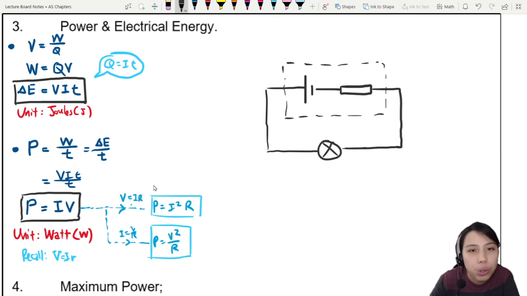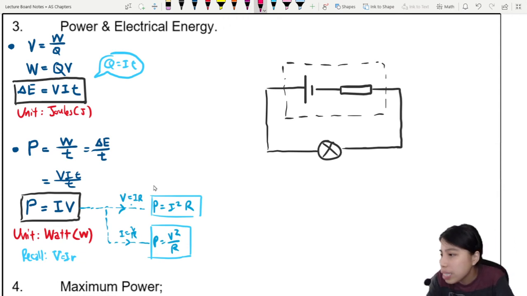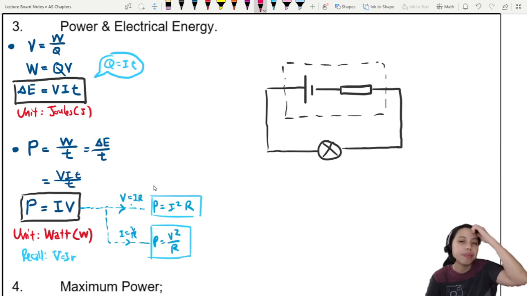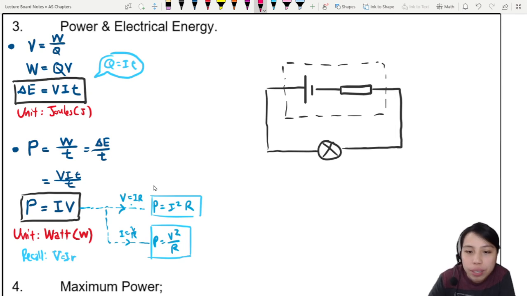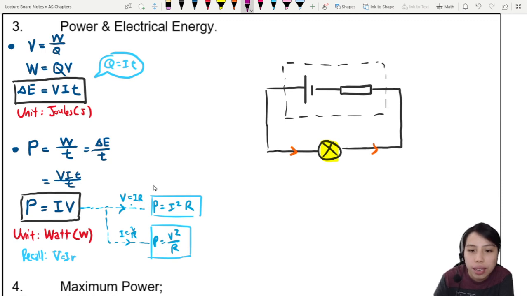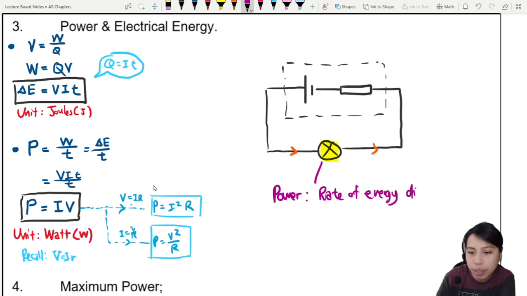So let's say you want to find the power dissipated. Okay, power, the keyword is rate of energy. So power dissipated by the light bulb, for example. The light bulb has current flowing through it, so it will light up, dissipating electrical energy as light. So here we can say, in terms of the light bulb, power is the rate of energy converted or dissipated.